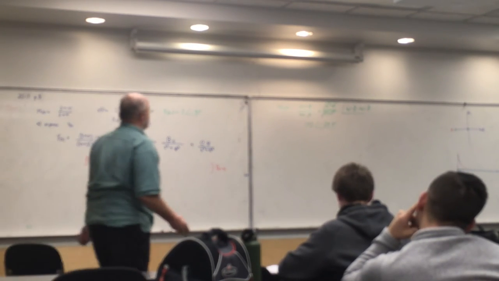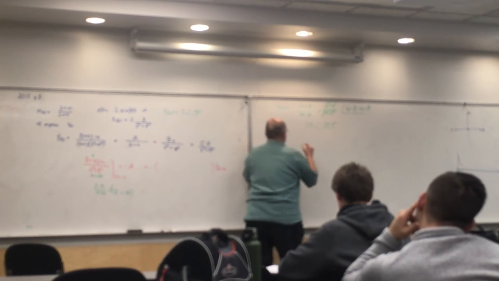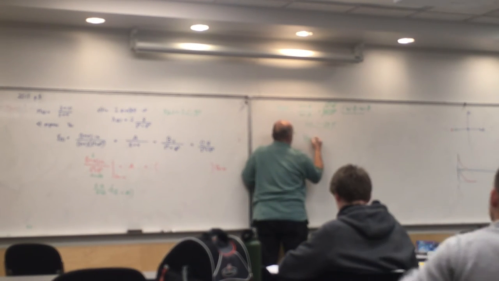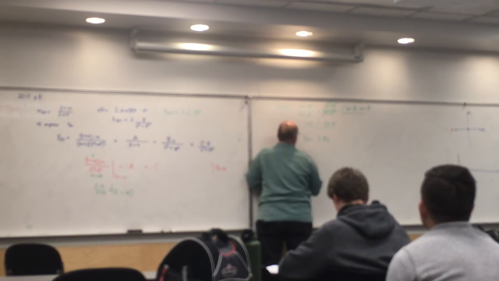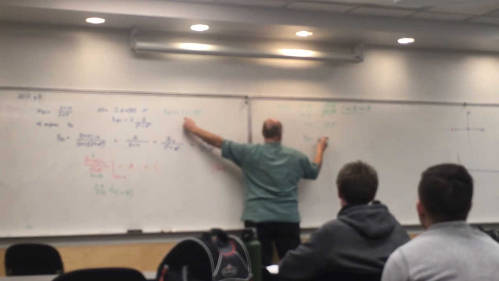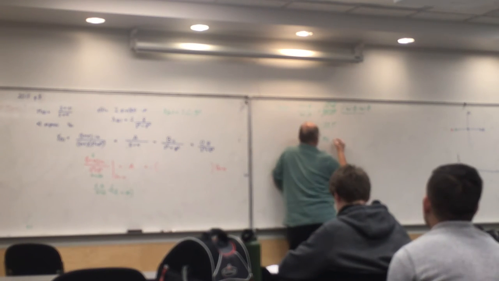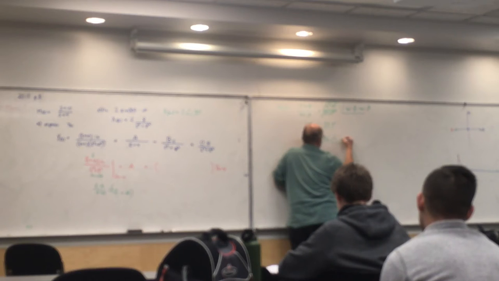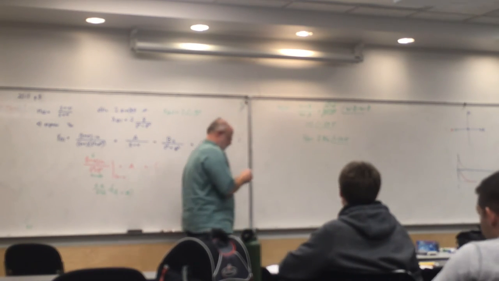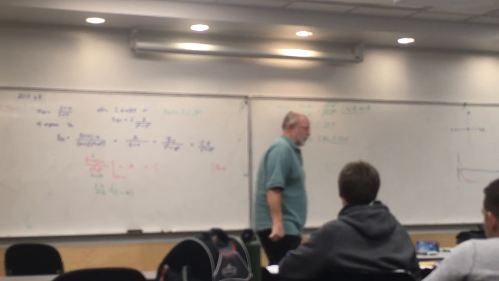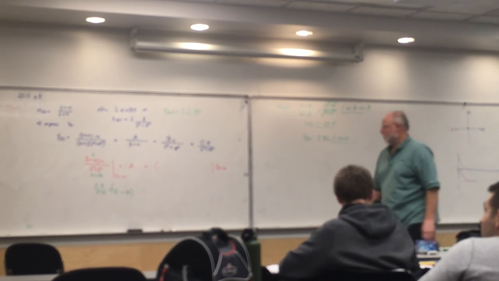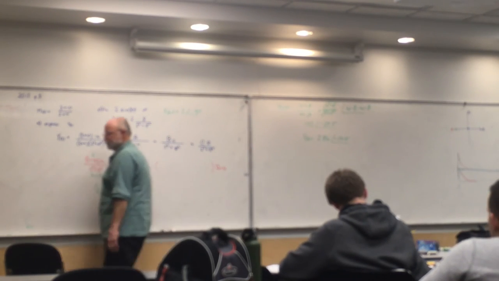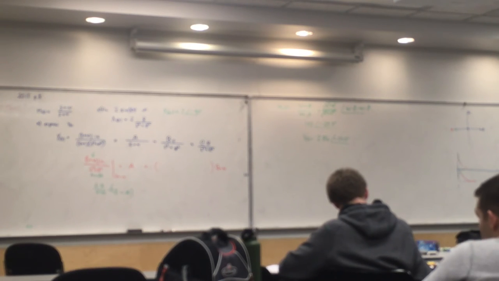So what's the output? That times that. 2.86. Two times that. Minus 100. Angle? Minus 14.8. So that is the output expressed in AC, just phasor notation, the magnitude and angle.